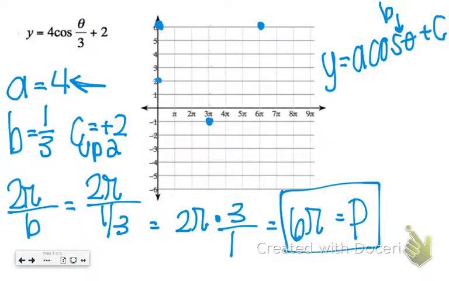Okay. So on the cosine graph, I really just want you to find these 3 points. Once you find those 3 points, you can graph this because it just goes down and it comes back up. And that's our graph right there.